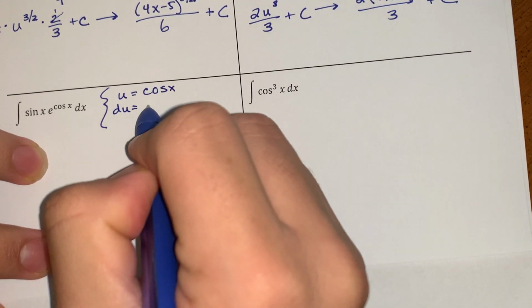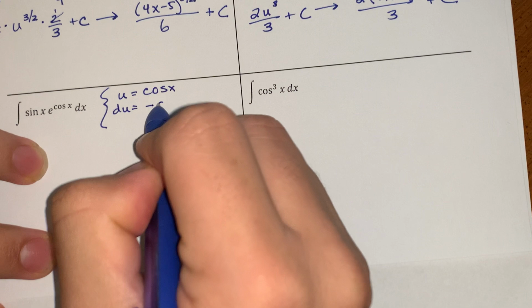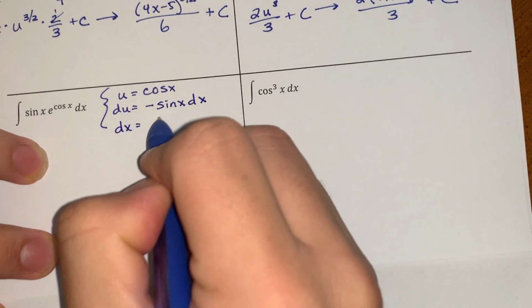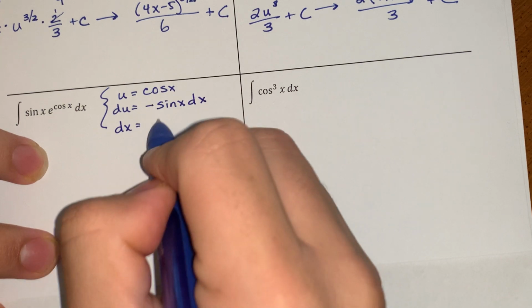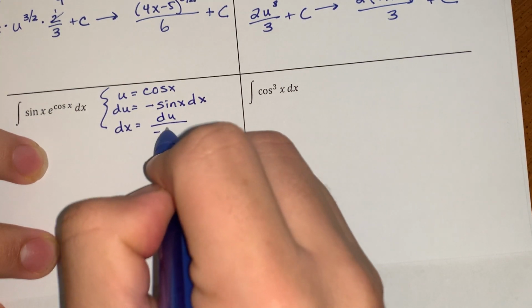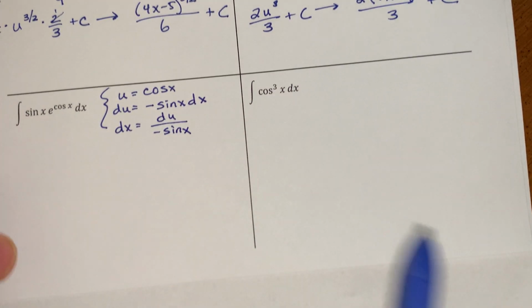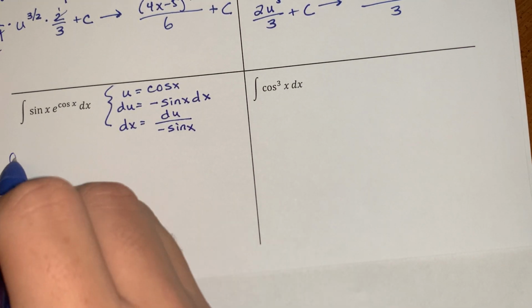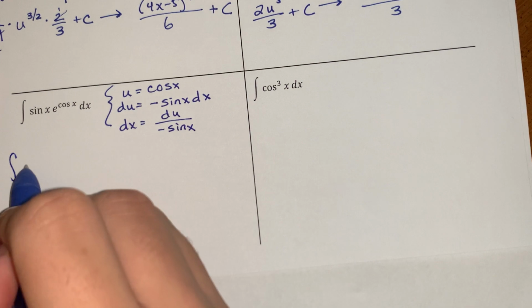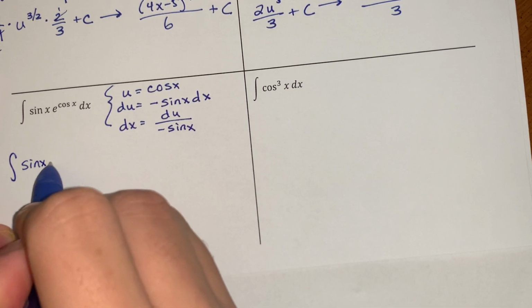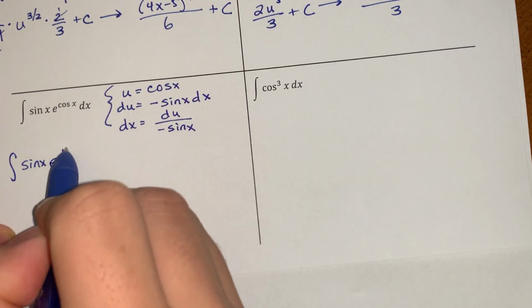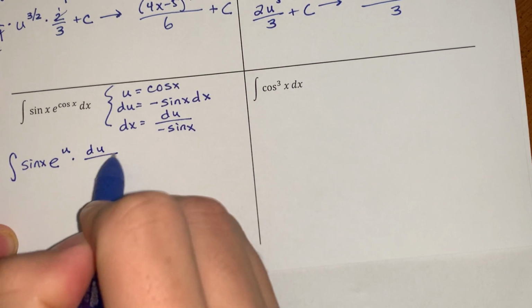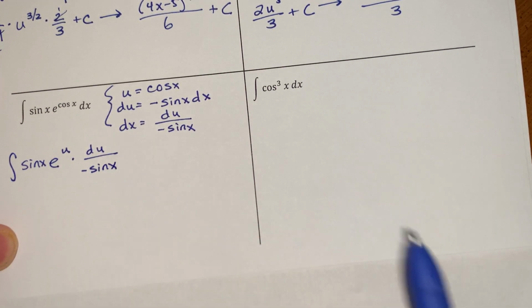If I do, du is equal to negative sine of x dx. If I got dx by itself and I divided both sides by negative sine of x, that's going to be du over negative sine of x. And now I'm going to go ahead and do my substitution into my integral. So it's going to become the integral of sine of x, e to the cosine of x, which we said was u, and then dx, which we said is du over negative sine of x.